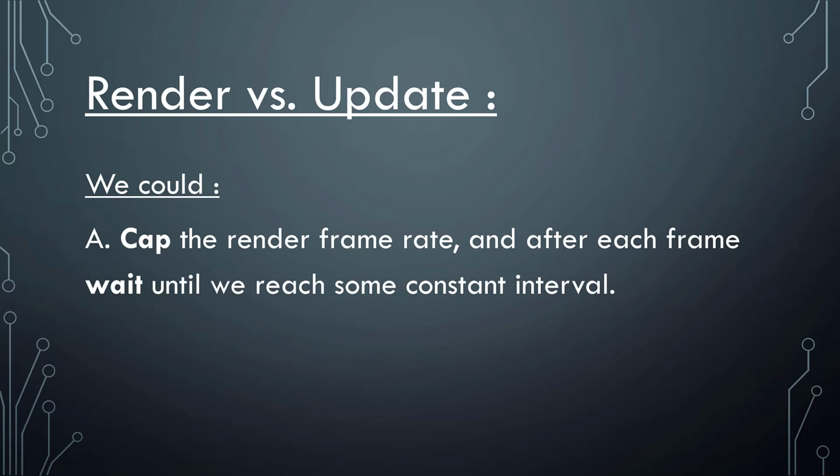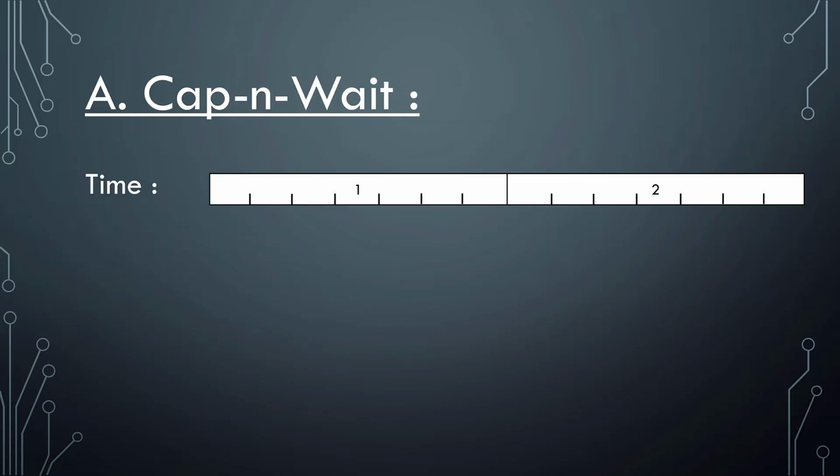The first approach is the most common one. We just cap the frame rate to some constant interval value, so say 30 frames per second or 60 frames per second. And after each frame we basically wait until we reach the next interval that we're aiming for. So we basically just do nothing for a while. We call it cap and wait.